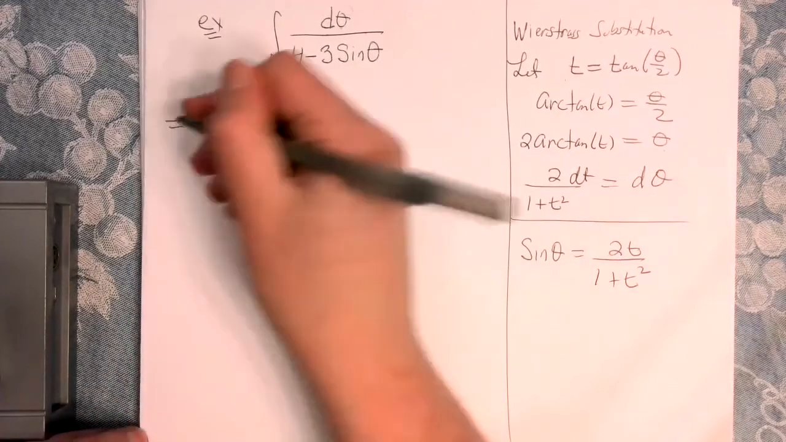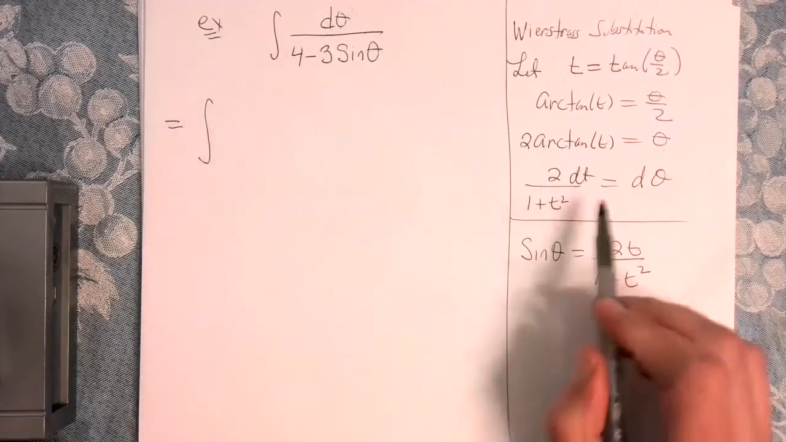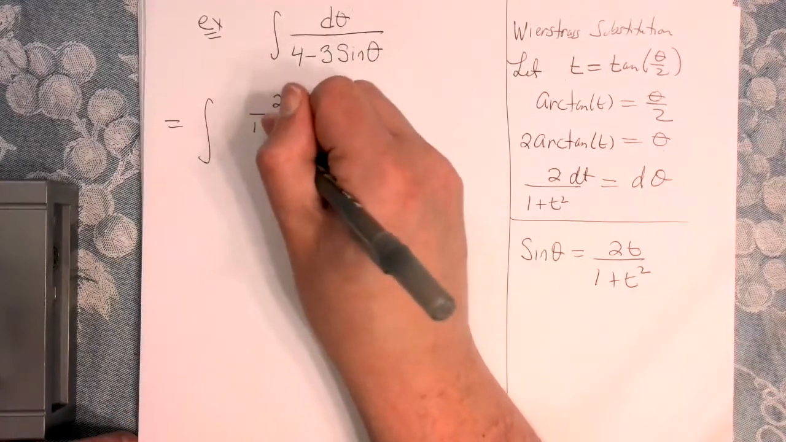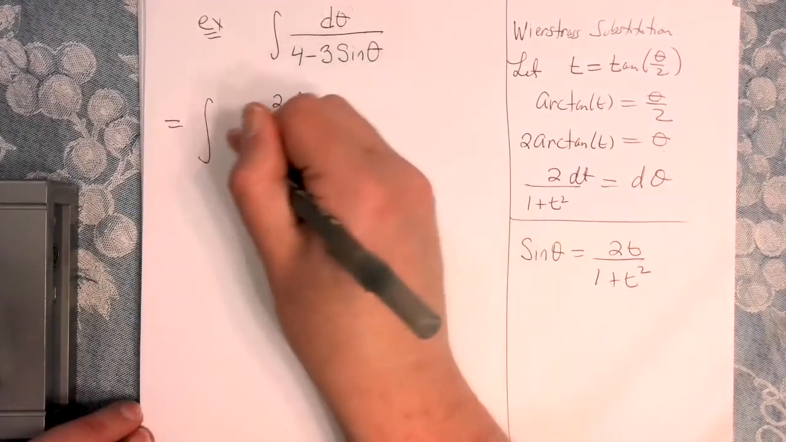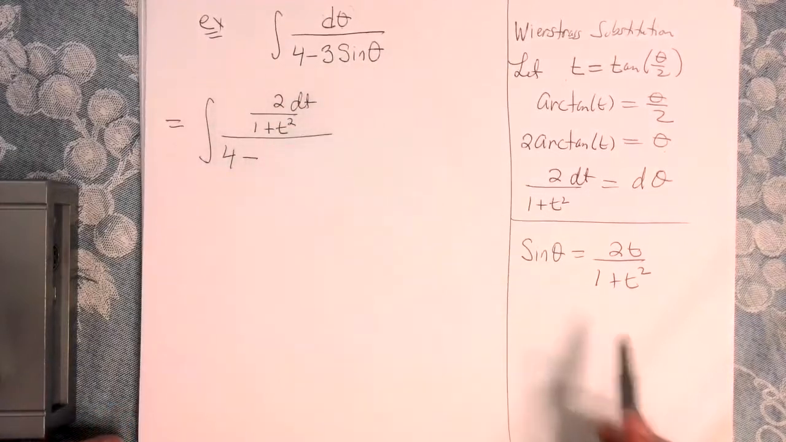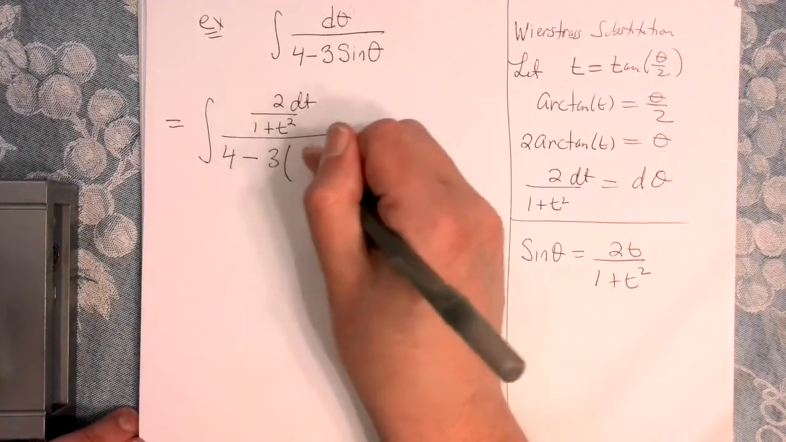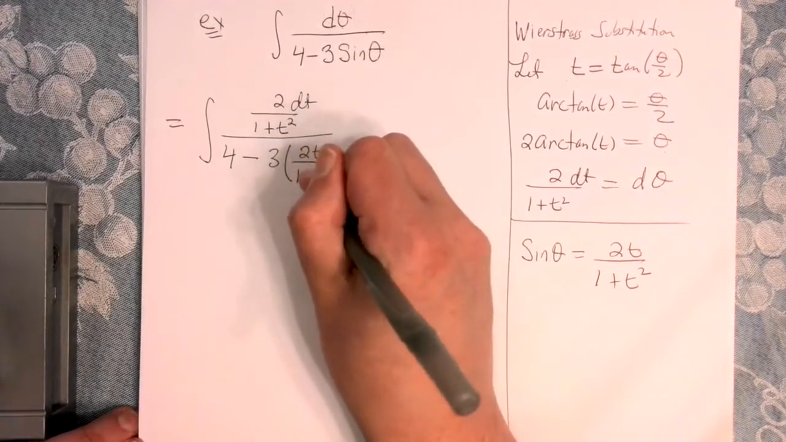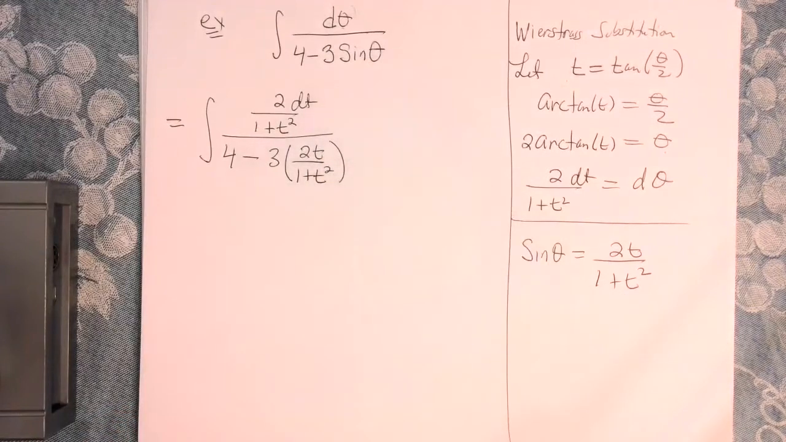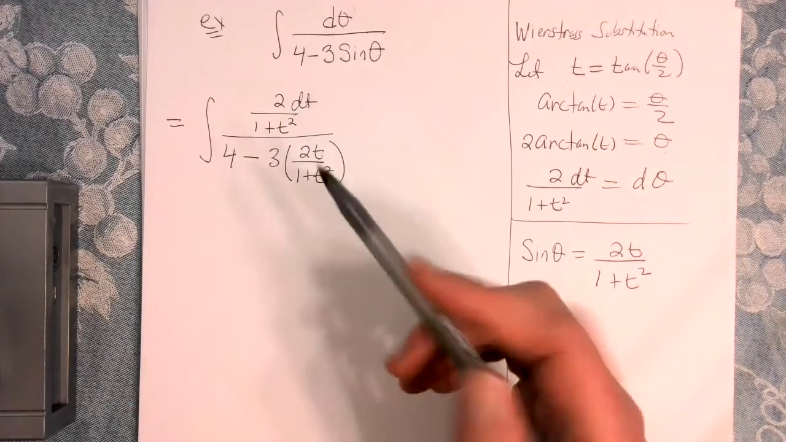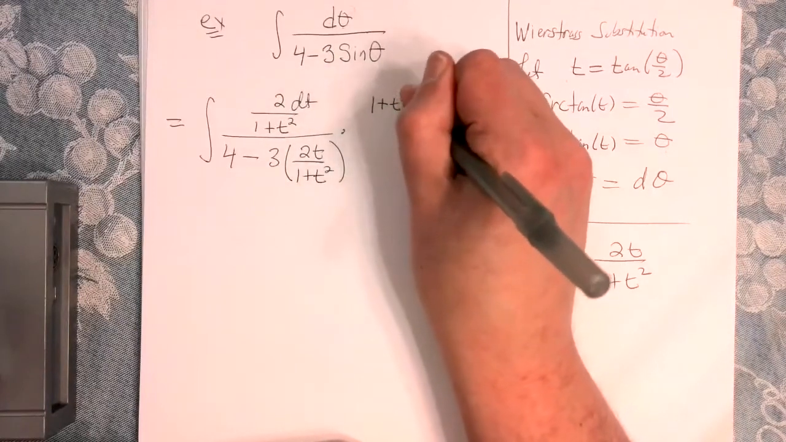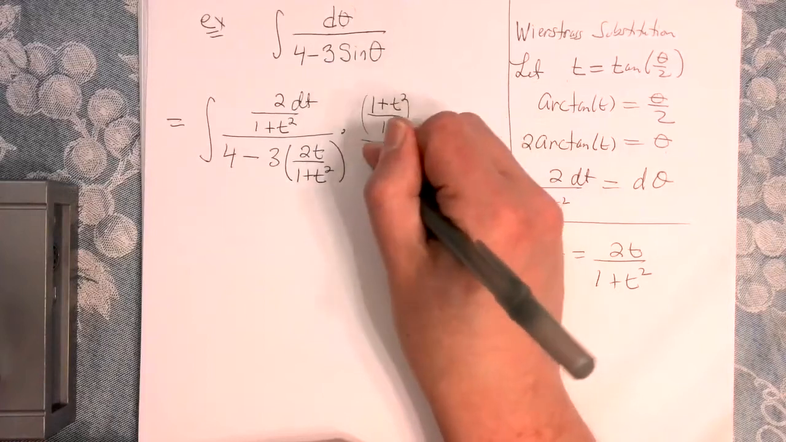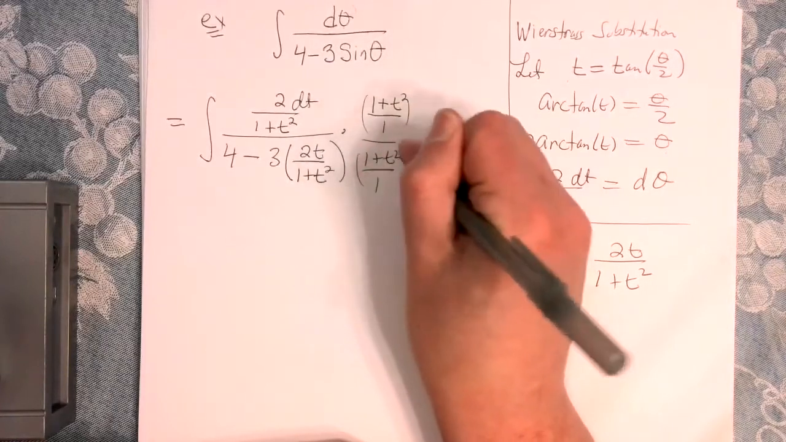Okay, so we're going to carry through with our Weierstrass substitution. So d theta is exactly this quantity. We have 4 here minus, now sine, we said was this quantity. Okay, so I'm not super thrilled about these complex fractions here. So let's just multiply the top and the bottom by 1 plus t squared over 1 over itself. That'll make that a lot easier.